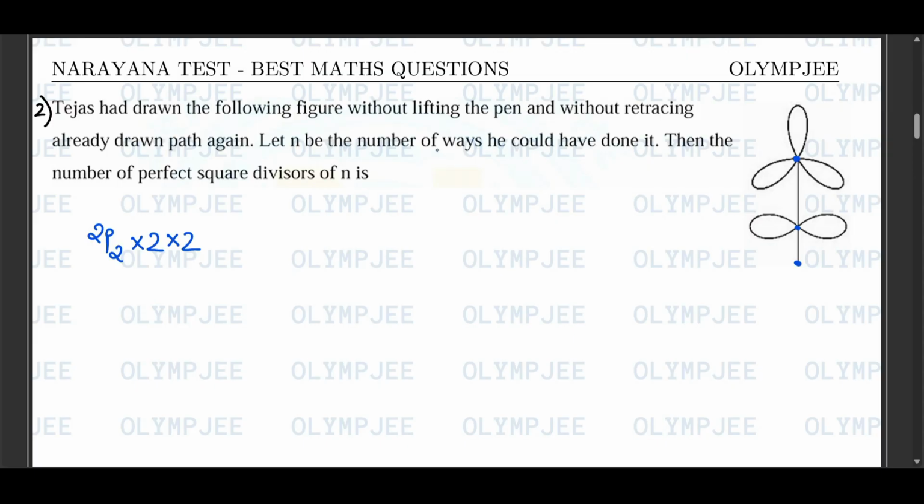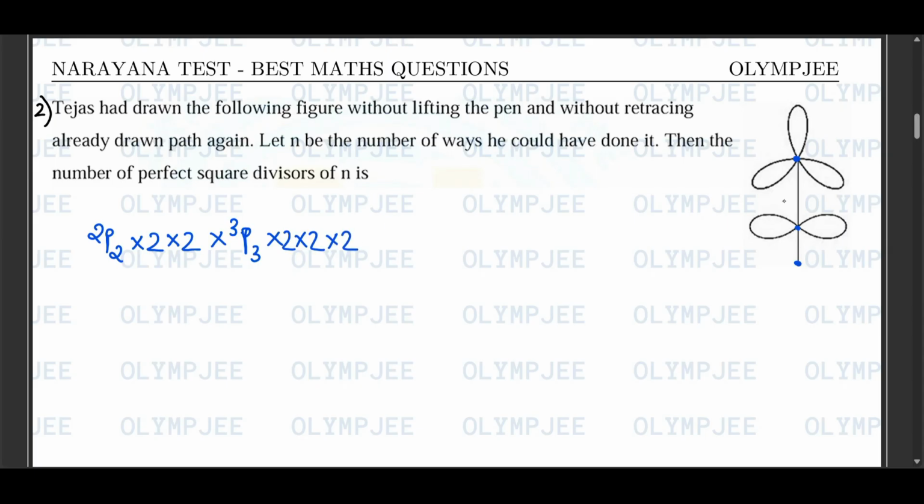So these 3 loops, he has to choose the order in which he draws them. First he can draw this, then this, then this, or he can draw this, then this, then this. So this can be done in 3P3 ways, and each loop again has the option of clockwise or anti-clockwise. Assume that he is drawing this, then this, then this. So he can either go in this direction or he can go in this direction. So two ways. Then he'll draw this either in this direction or this direction. Similarly, this has also two ways. So this is 2 into 2 into 2 ways, right?